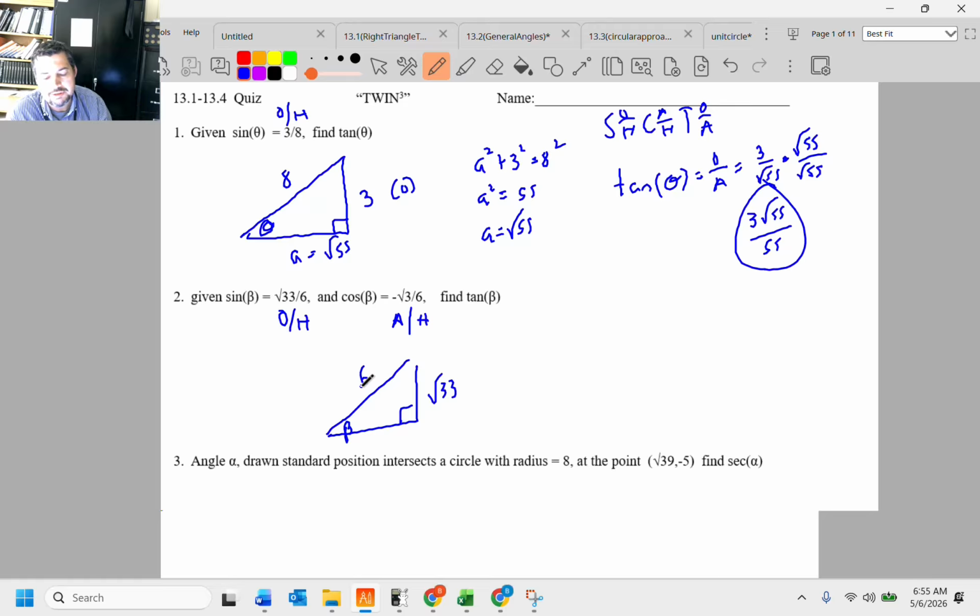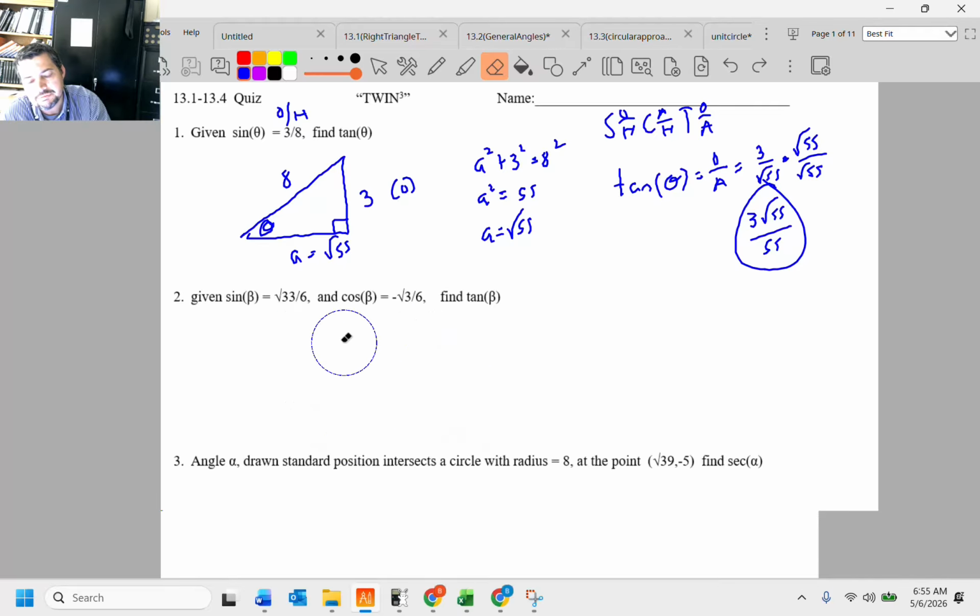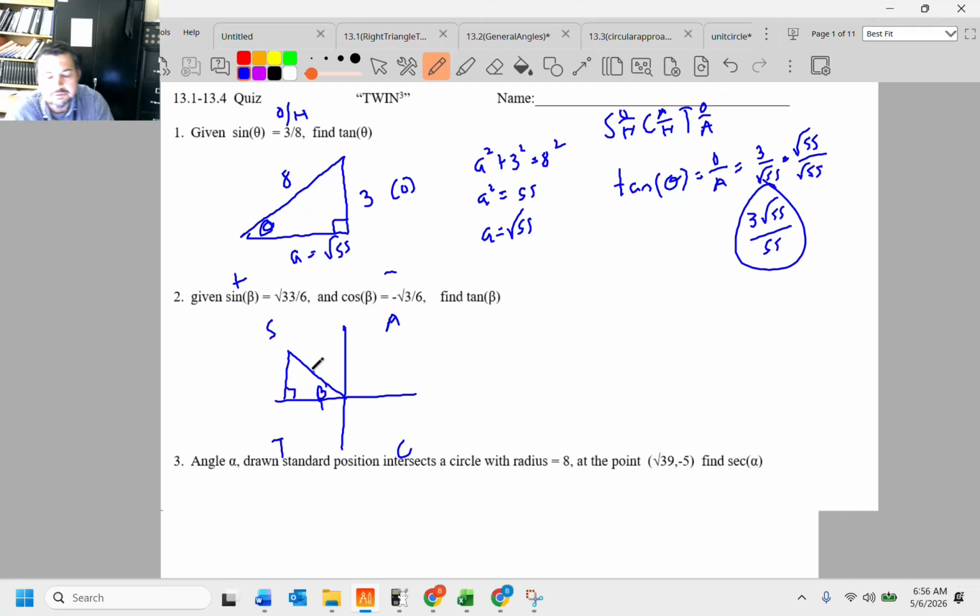Look at this. The cosine ratio is negative. This triangle isn't where we think it is, is it? Start over here. Little ASTC. Sine is positive, but cosine is negative. So sine is positive here, but cosine is negative. This is where the triangle lies. Beta prime would be right there. Anyways, cosine is adjacent, so negative root 3, I did adjacent over hypotenuse here. Hypotenuse is 6. Sine is opposite over hypotenuse, root 33 right there. Got to be careful about things, all right?